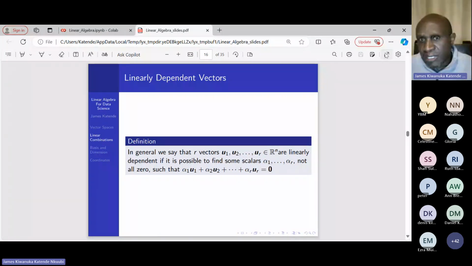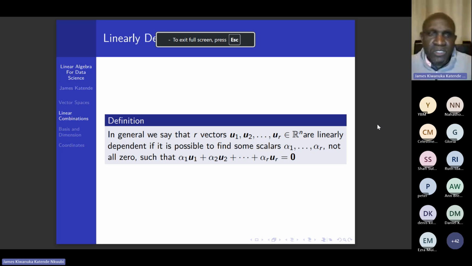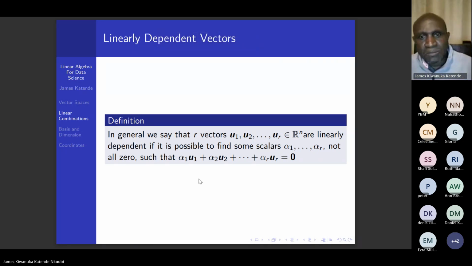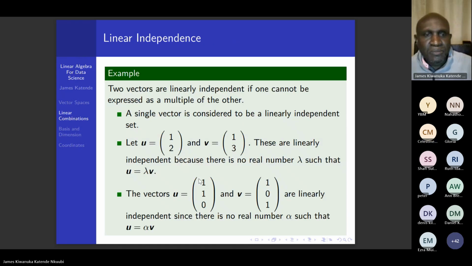Let's see if we can go back to the slides. So this was defining linear dependence in general. The next concept we look at is linear independence. First of all, we illustrate it using some vectors, then we shall define the general case. So a single vector on its own is considered to be linearly independent.